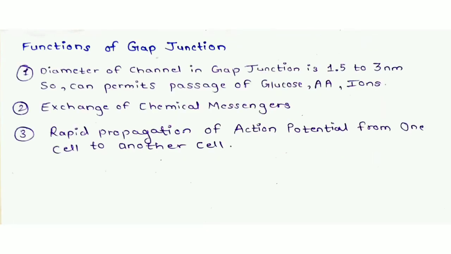Moving on, what are the functions of gap junction? The diameter of the channel in the gap junction is about 1.5 to 3 nanometer. So, this channel permits the passage of glucose, amino acids, ions, and other substances. Second, it also helps in the exchange of chemical messengers between cells. Third, it also helps in the rapid progression of action potential from one cell to another cell.